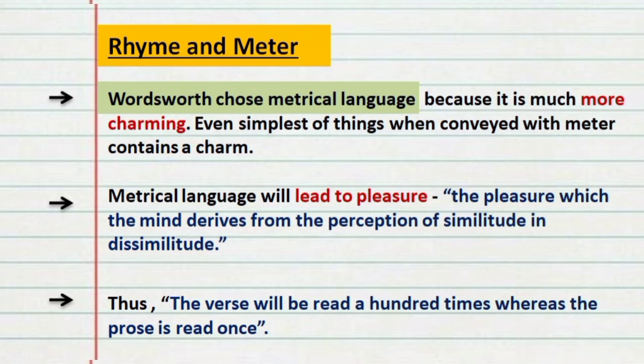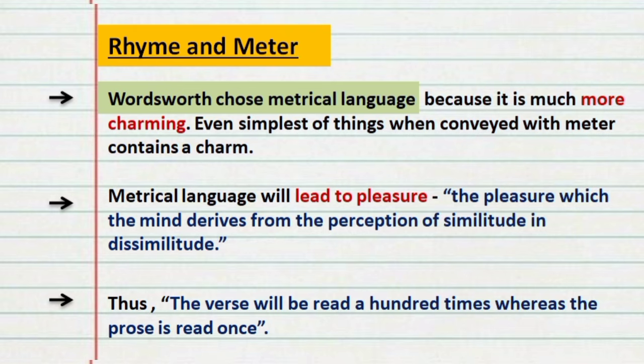This leads to a question: if poetry and prose are exactly the same as Wordsworth claims, then why should Wordsworth write poems when he could have written prose? Wordsworth gives an explanation to this too. He chose poetry because of metrical language that can be used when one writes poems. According to him, metrical language is much more charming. Even the simplest of things, when conveyed with meter, contains a certain charm.